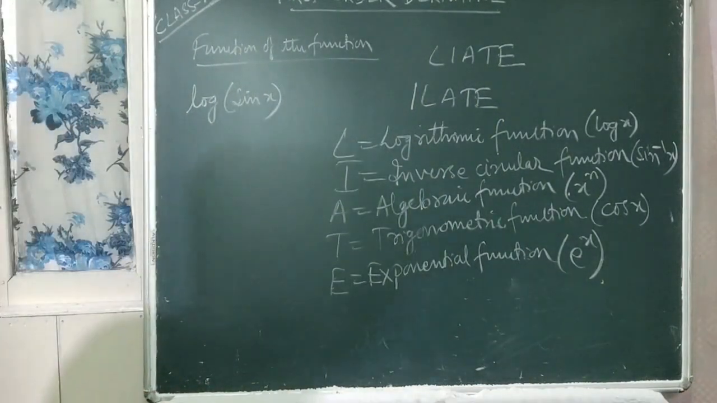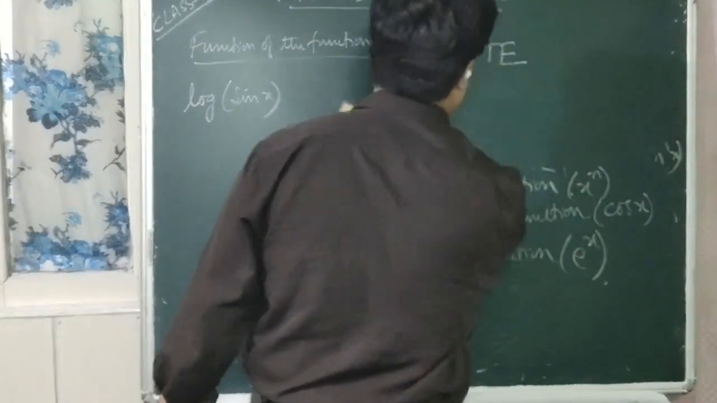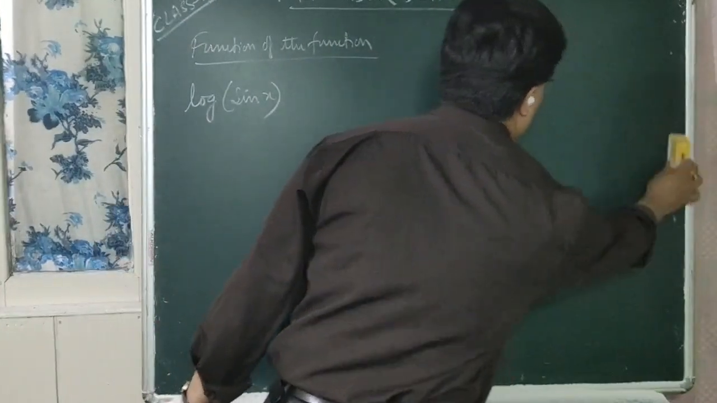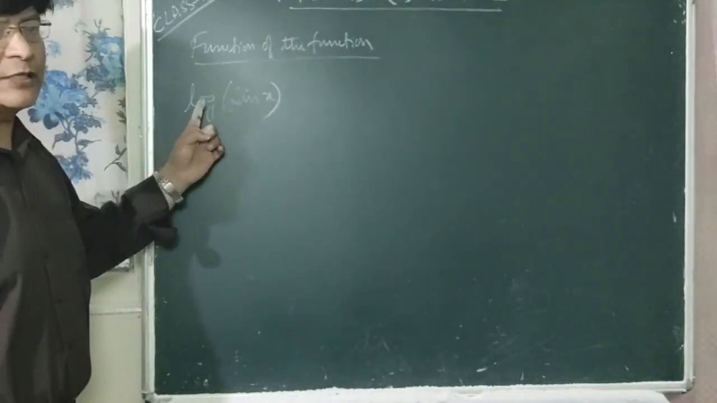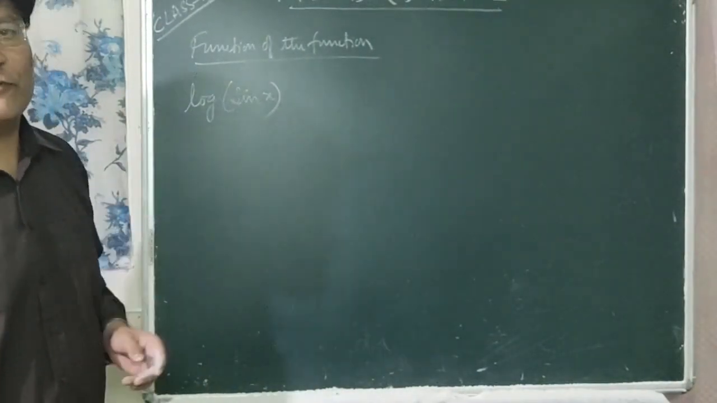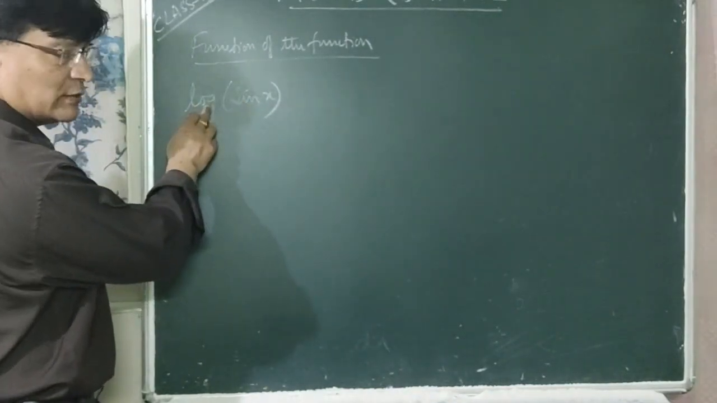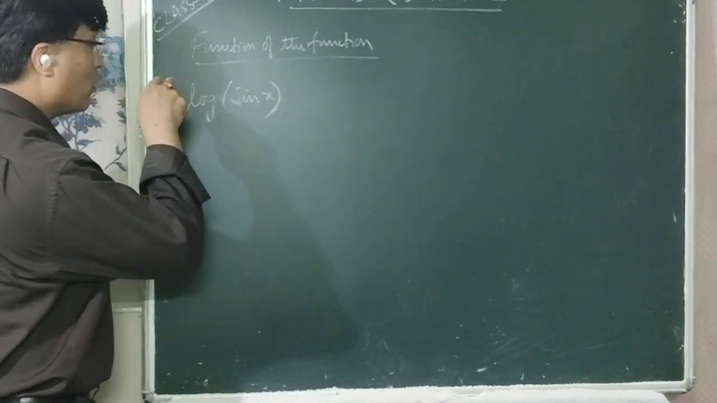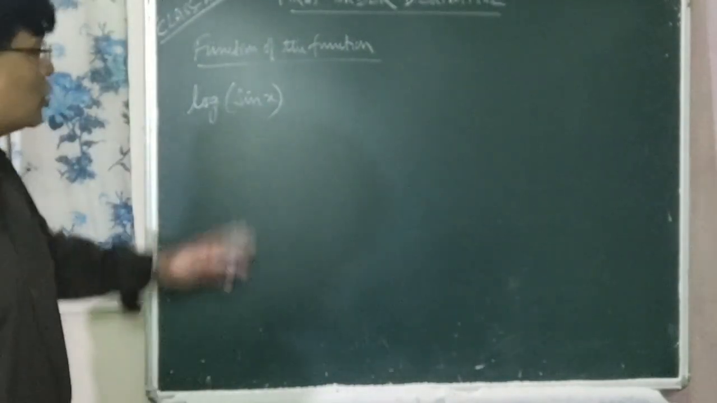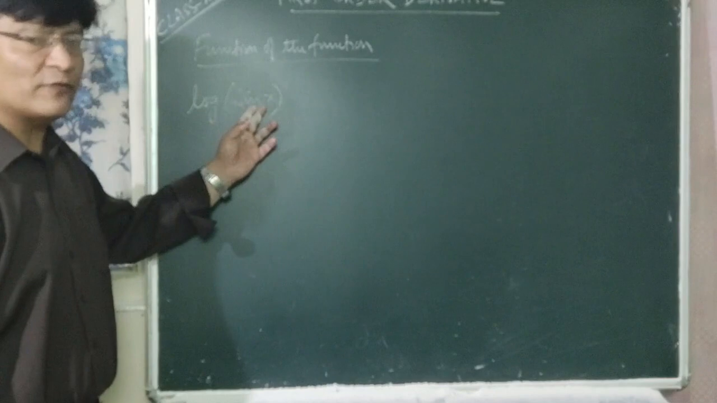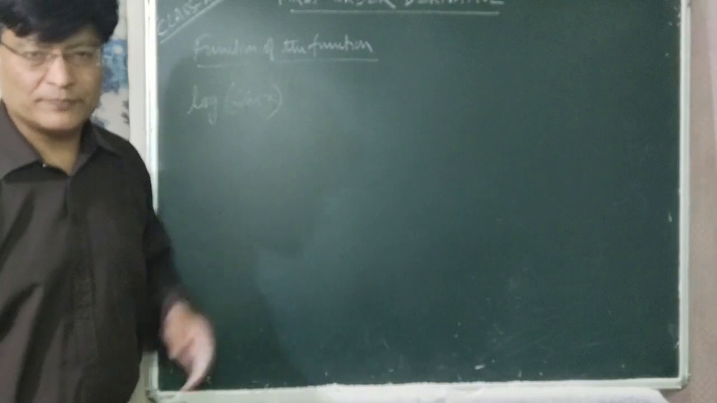Right? So now, let us take this log of sin x. I have written here log of sin x. This function is known as function of the function. Why? First of all, it is log, that is a logarithmic function. Within the logarithmic function, there is another function, that is sin x, a trigonometric function. So this type of function is known as function of the function.